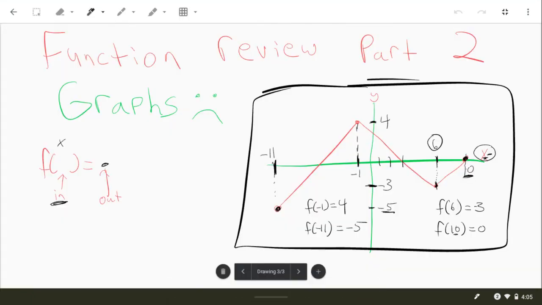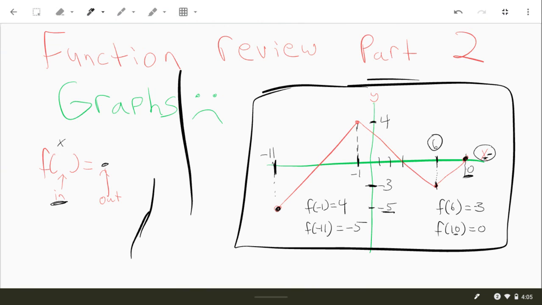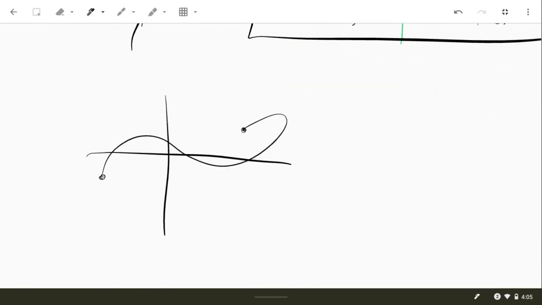Okay, so here's another one. Oh gosh, I need to be able to scroll here. How can I scroll? Do I need 2 fingers? Yeah, got to use 2.